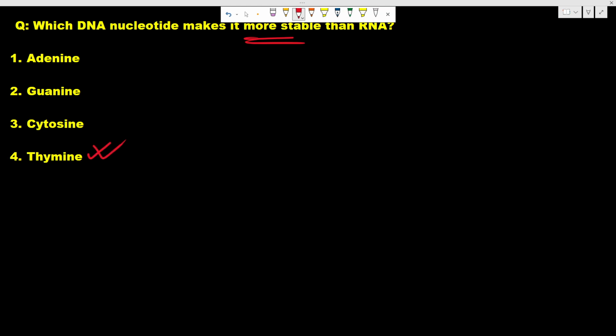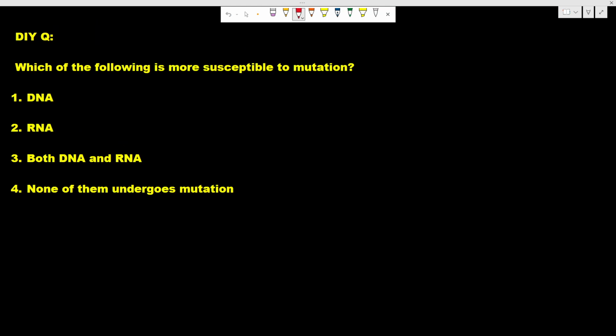And of course, as we almost every day end the session with a DIY question for you all. So this is the DIY question, do it yourself. Which of the following is more susceptible to mutation? You can see the options and please everyone must comment down the correct answer to this. I'll discuss it and I'll solve any doubts which you have.